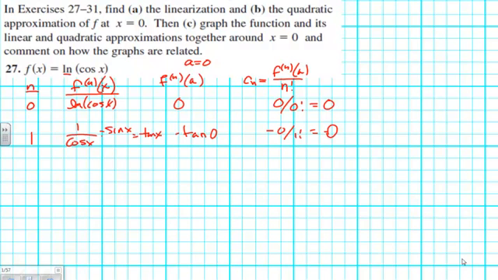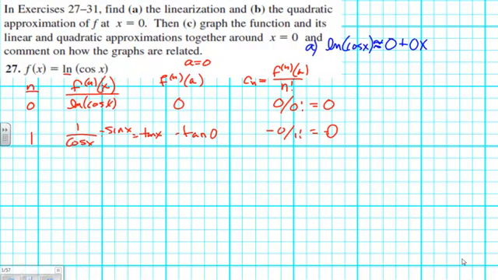If we wanted to find the linearization of this problem, we would say that the natural log of cosine of x is approximately 0 plus 0 times x. Sorry, I wrote a lie. It's not equal to, this would be approximately.